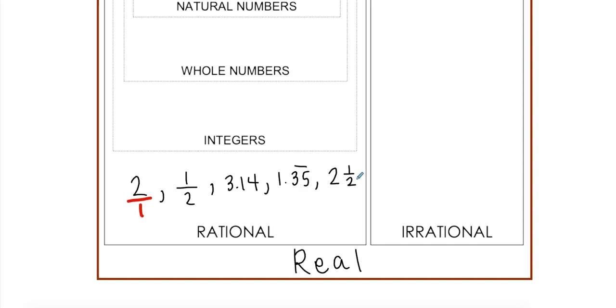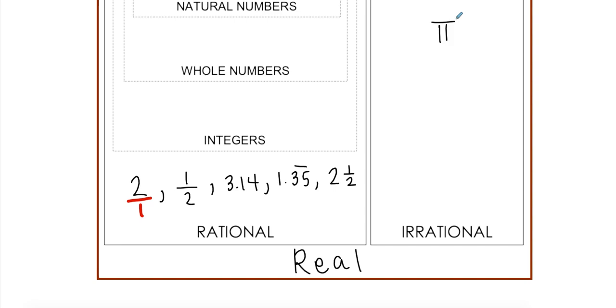Rationals can be written as a fraction. Okay, now let's talk about irrational. Irrational cannot be written as a fraction. One that we all should know is pi. Pi is 3.1415, and so on, right? So that decimal never, ever ends. So since it never ends, I can never write that as a fraction, okay?